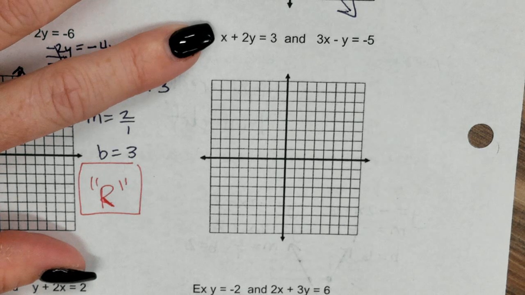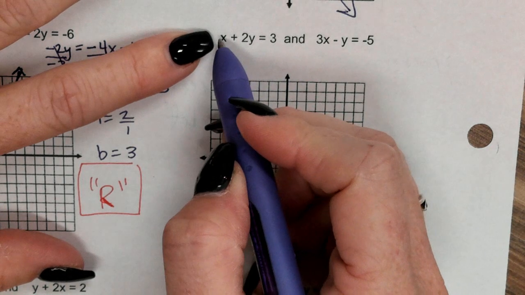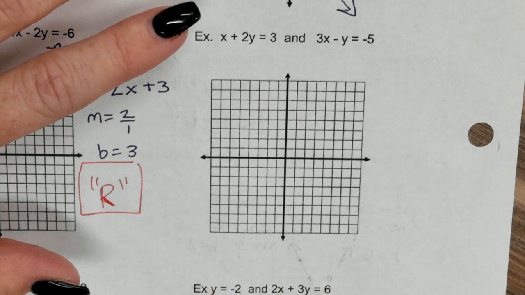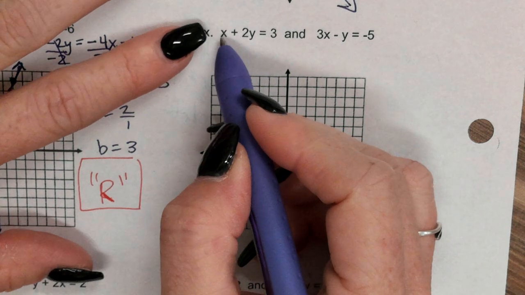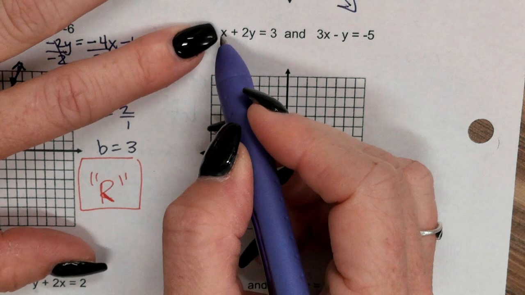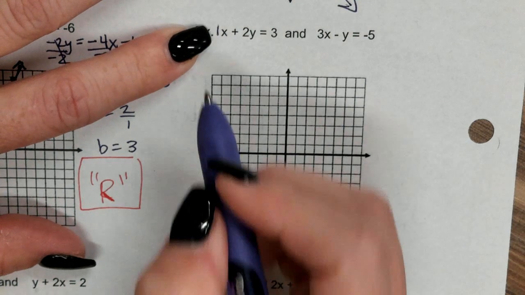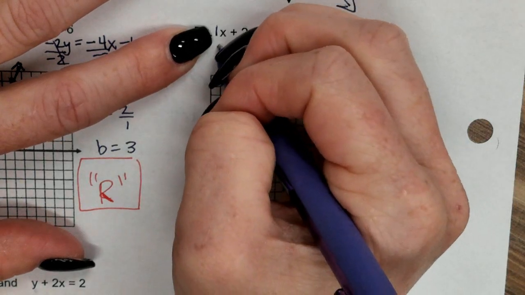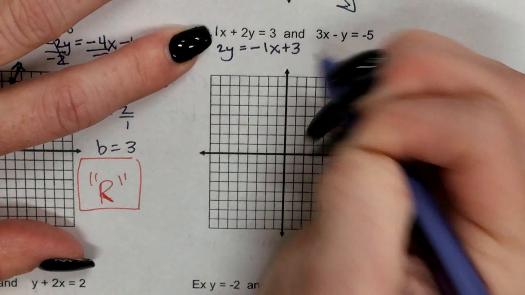What's my goal, guys? I want the y by itself. Okay, so if I want the y by itself, I got to get rid of x and 2. Which one do I get rid of first? The one that's not attached to it, right? This is its best friend, so the x has got to go first. What coefficient does the x have? A 1. So I'm going to get rid of the 1x first by subtracting. Yes? So I have 2y equals negative 1x plus 3.